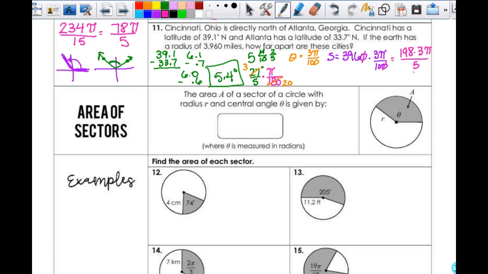So then I can multiply 3 times 200 and subtract what? How many extra would I have? I'd have 6 extra because 2 times 3 is 6. So what's 600 minus 6? 594. So this is equal to 594 pi over 5. And that is miles.